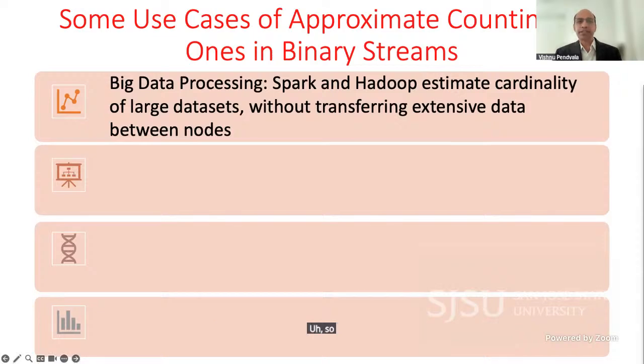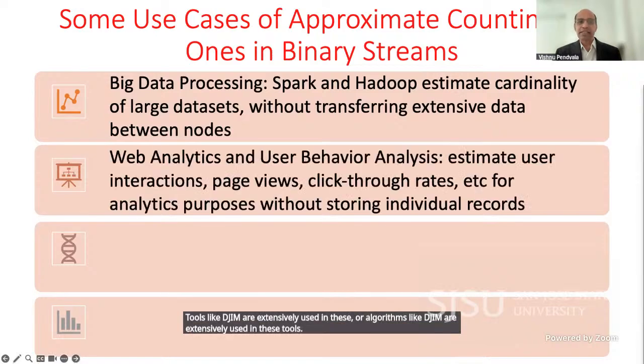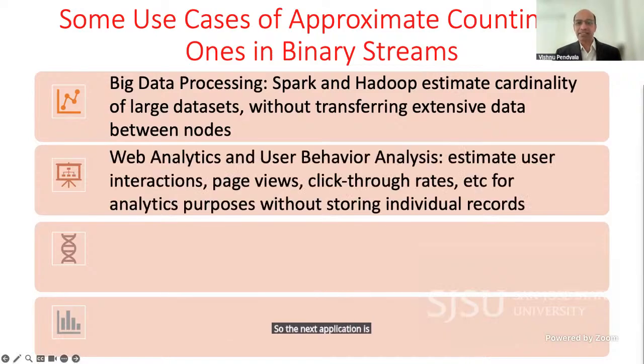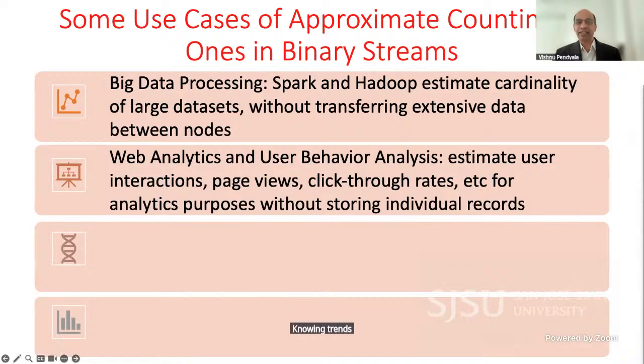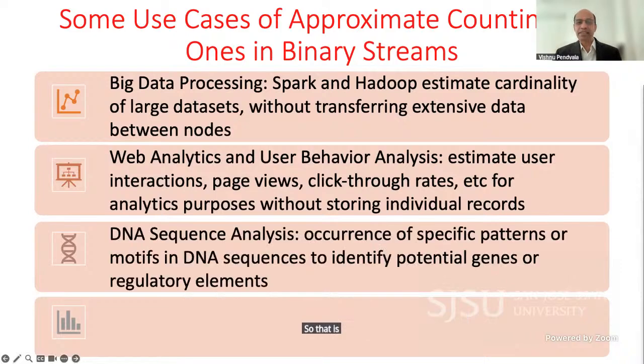So tools like DGIM, or algorithms like DGIM, are extensively used in these tools. The next application is web analytics: to estimate page views or user actions, knowing trends without logging every click. And DNA analysis: we want to count patterns in genetic data streams to find recurring motifs. This is critical for real-time bioinformatics.